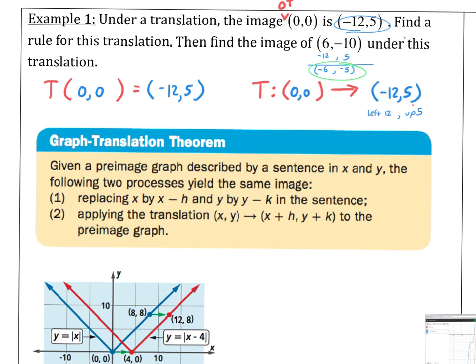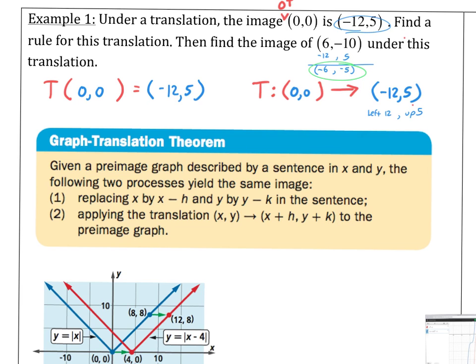All right, our super secret theorem that we're going to talk about today is called the Graph-Translation Theorem. It sounds complicated, but really it means two things. So let me read it, and then we'll unpack it. Given a pre-image graph described by a sentence in x and y, so a sentence can be a function, or it can be, like this being a sentence, something like that. The following two processes yield the same image: replacing x by x minus h, and y by y minus k in the sentence, or applying the translation, (x, y) is mapped to (x plus h, y plus k), to the pre-image graph.